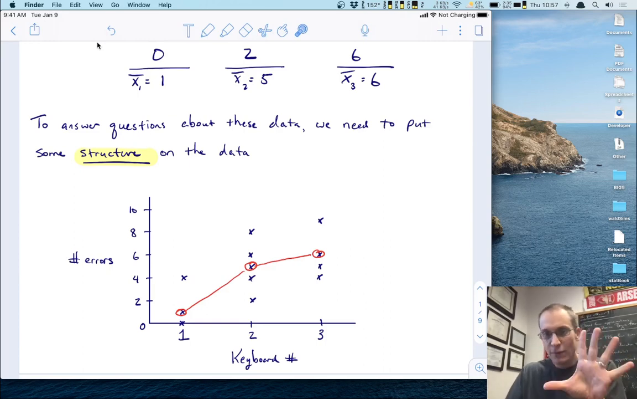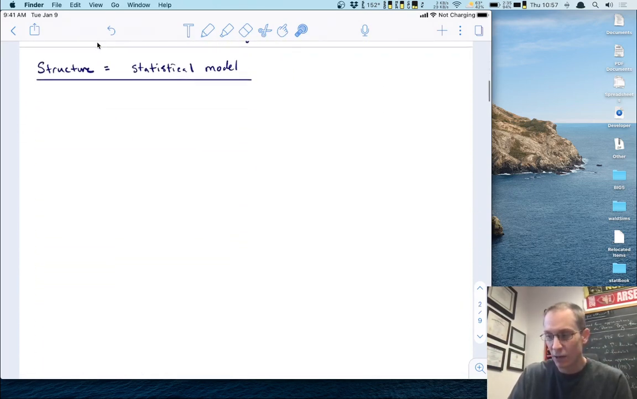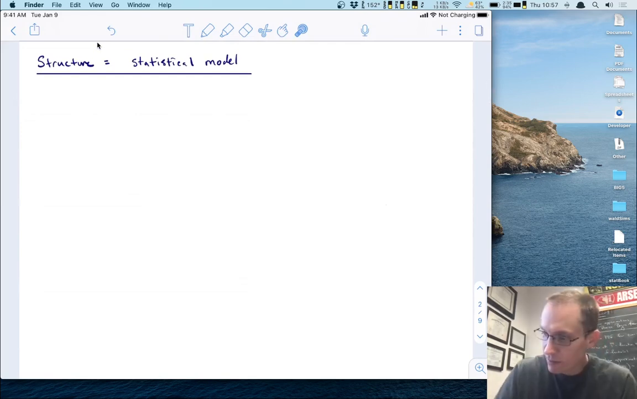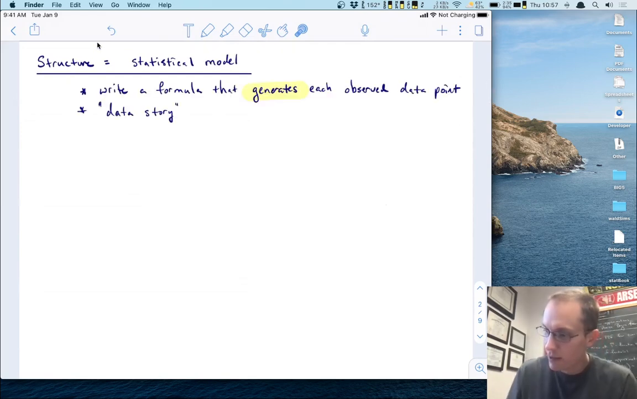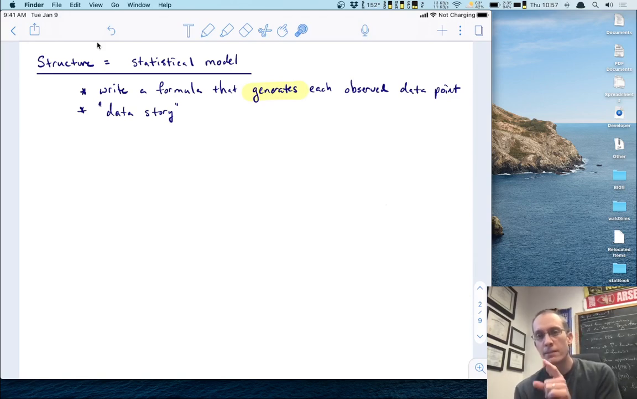So let's formalize this. Let's get rid of all this hand waving and let's actually impose some structure on these data by way of a statistical model. Okay, so that's where we want to go first. So what do I mean by a statistical model? Well, what I really mean is we're going to write down a formula that generates each of the observed data points. So we have 15 data points to deal with. I want a formula that's going to produce each of those observed data points, those observed errors in this case.